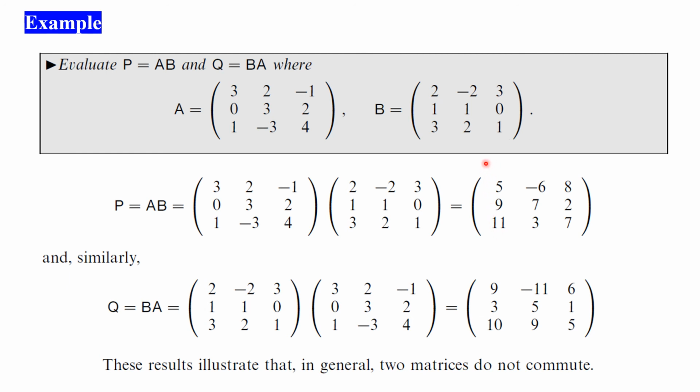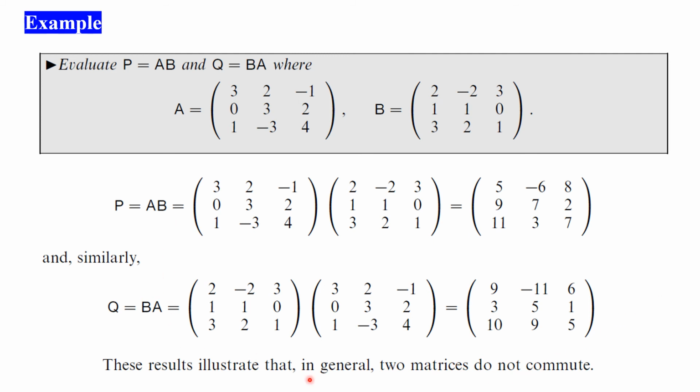You can do the next steps and you get the following matrix here. So your matrix P has these elements. Similarly, let's do your matrix Q, which is equal to B times A. So we first write your matrix B and then your matrix A, and you get this answer here. As you can see, your matrix P is not equal to your matrix Q. That means these results illustrate that in general, two matrices do not commute.